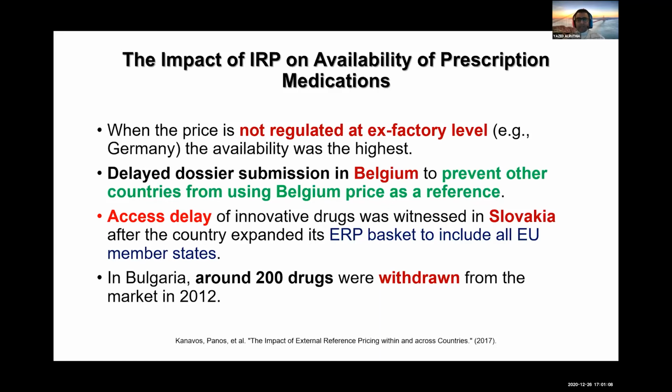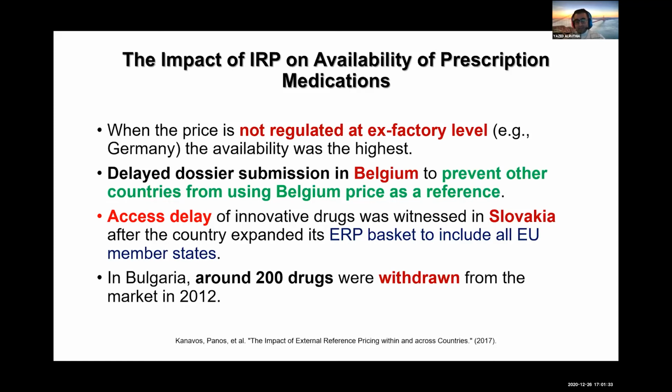So companies became actually more reluctant to enter the Slovakian market. In Bulgaria, around 200 medications were withdrawn from the market in 2012. And why do you think that happened? Because Bulgaria used ARB and they enjoy lowest prices. So people actually go to Bulgaria for pharmaceutical tourism. So they actually import medication from Bulgaria to other countries.